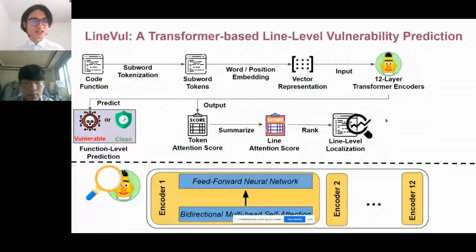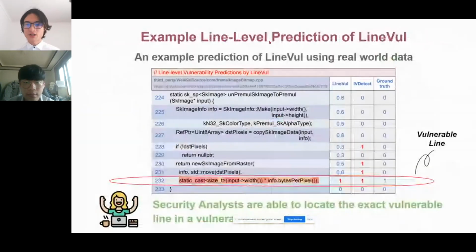Let me give you an example of line-level prediction generated by LineVul. In this case, we can see that LineVul assigns an attention score for each line. Here, line 232 has the maximum attention score, which is the exact vulnerable line in our case. Therefore, the security analyst is able to locate the exact vulnerable line instead of reading the whole subgraph.